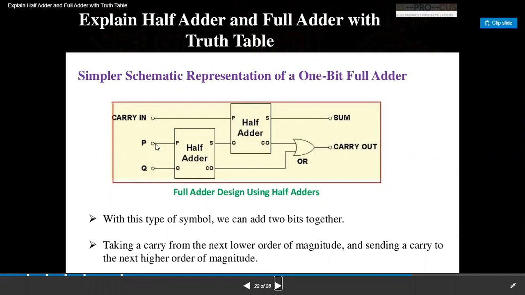In that half adder, the sum of the first two inputs is added with the next input. So here we are adding 3 bits: the carry in, P and Q, and based on those 3 inputs we obtain the sum. With this type of circuit we can add 2 bits together, taking a carry from the next lower order of magnitude and sending a carry to the next higher order of magnitude. Here the carry is taken from the first adder to the second adder, and from this we give it to the higher output values.